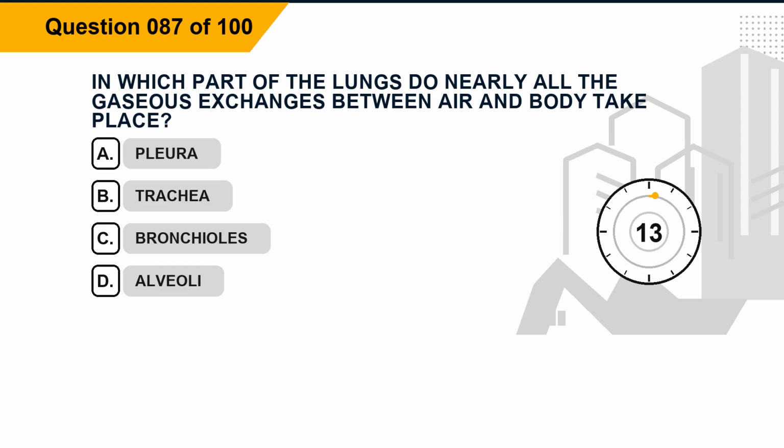Question 87. In which part of the lungs do nearly all the gaseous exchanges between air and body take place? Option A, pleura. Option B, trachea.